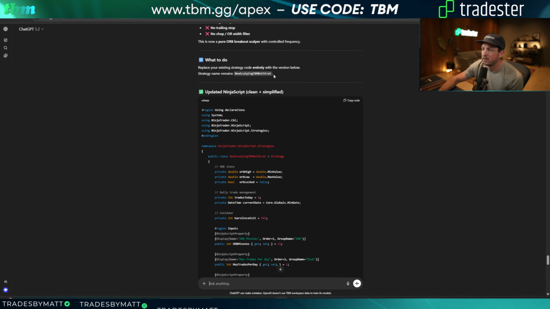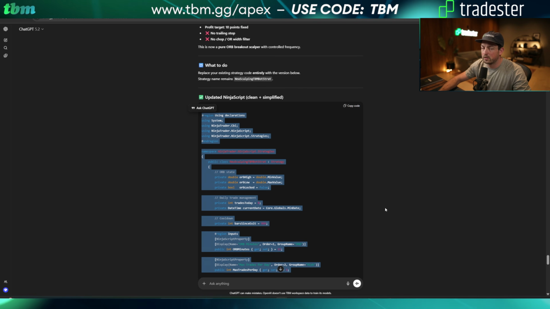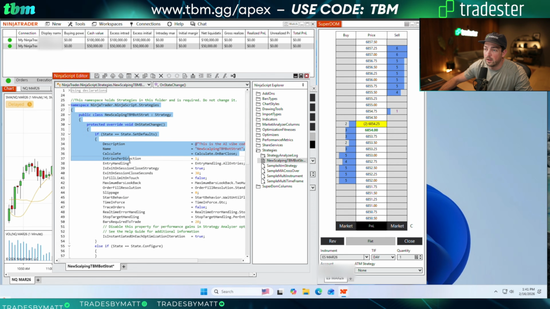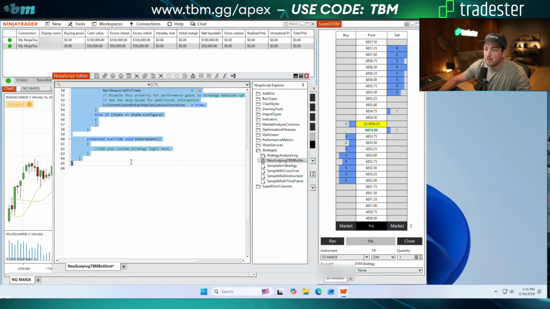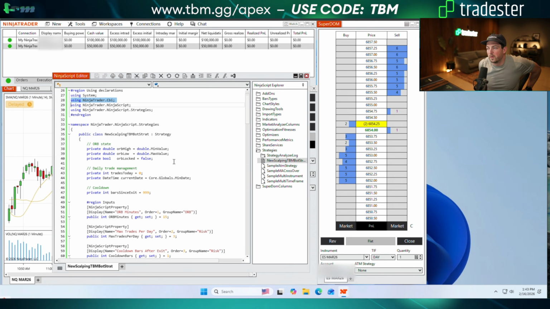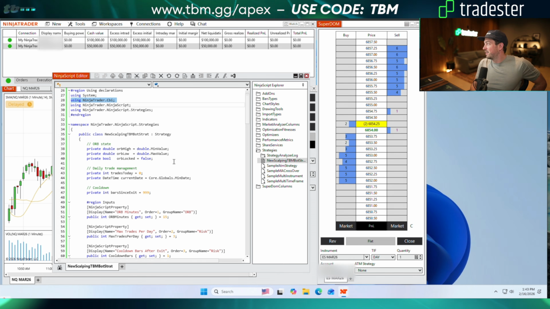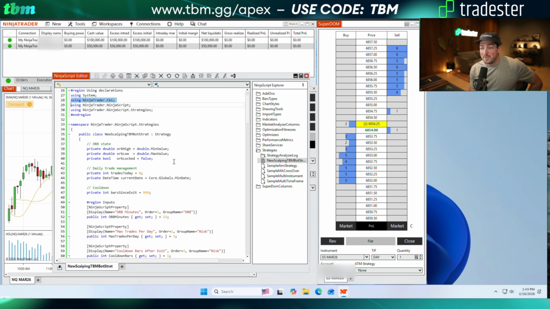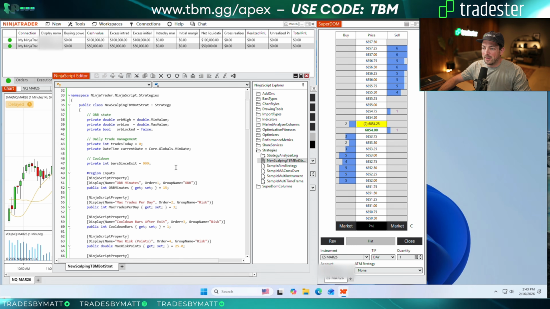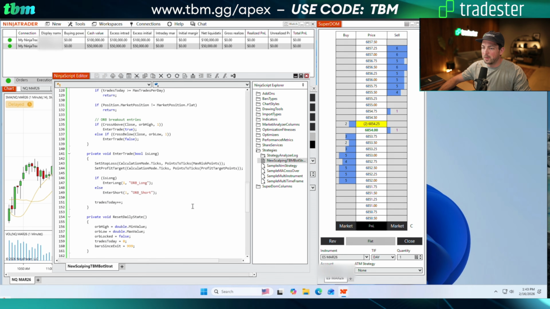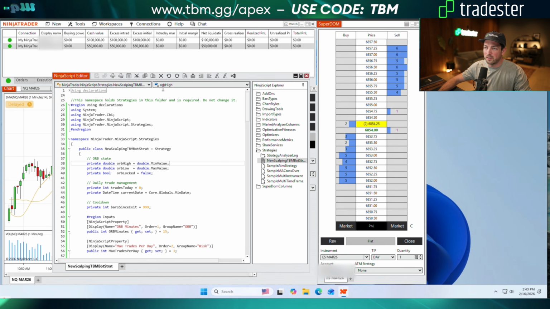Replace your existing strategy code entirely with the version below. Let's copy this code and put it into NinjaTrader. So now let's just go ahead and do this whole deal right here. All right, we are compiling the vibe-coded strategy. I don't know how to code at all. Literally zero. This is what I got going. Don't think it's gonna work, to be honest, but we'll see. Everything is green. I think it's good.